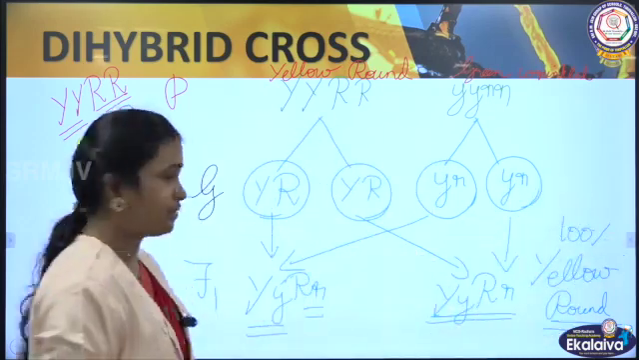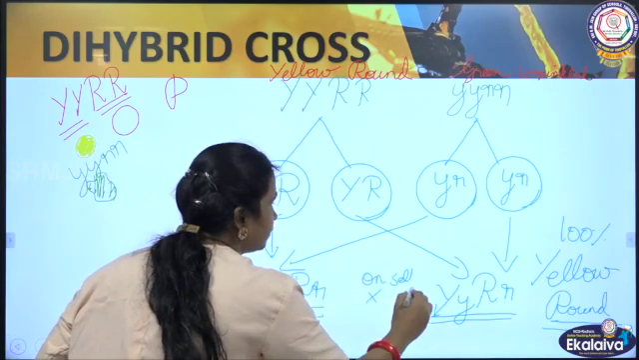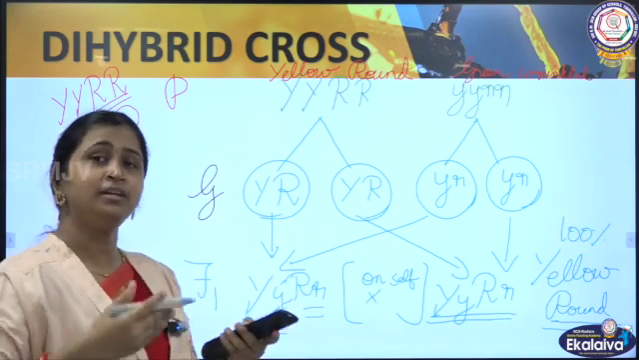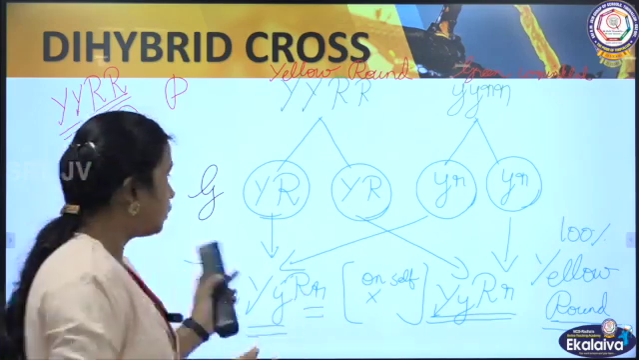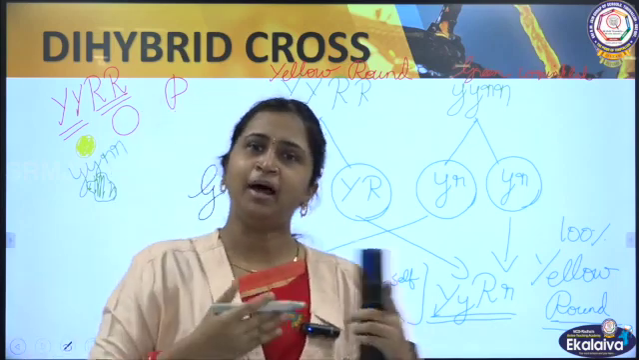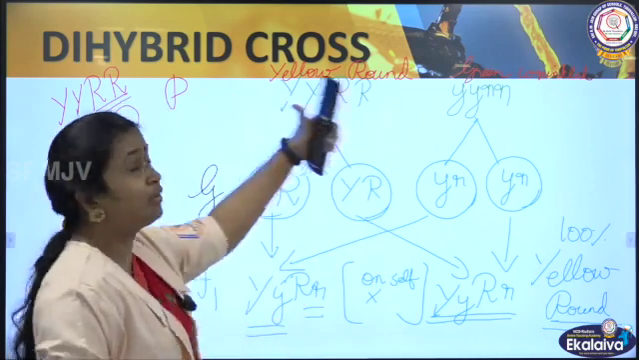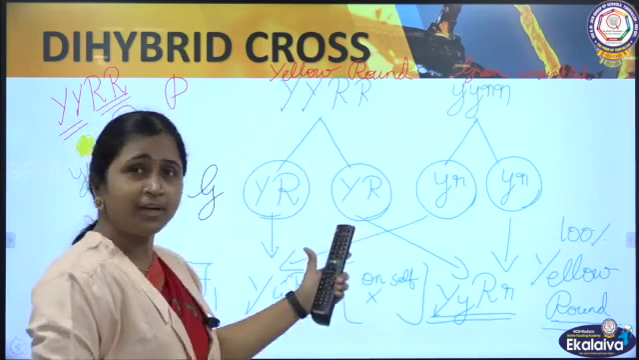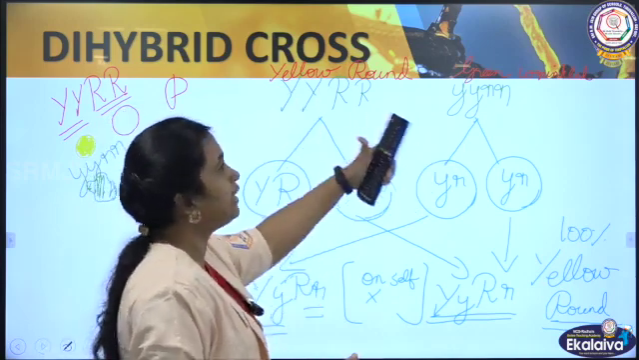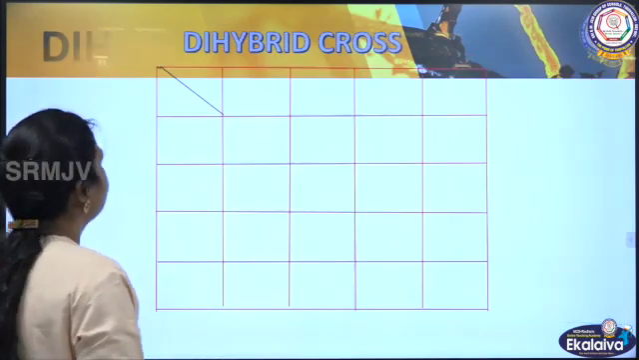In the next generation, when I self this one, on self, what will be the ratio? What are the different characters? To the surprise, we are going to get 2 different characters apart from the parental character. So, what is the parental character here? Yellow, round, green, wrinkled. But we are going to get 2 different characters: yellow, wrinkled, and green, round. In what ratio? Let us see that one.